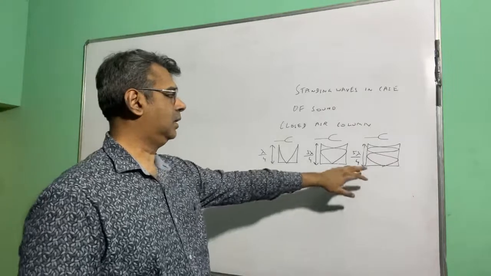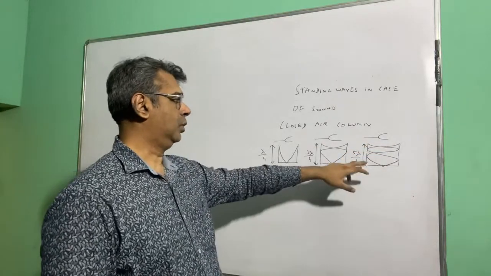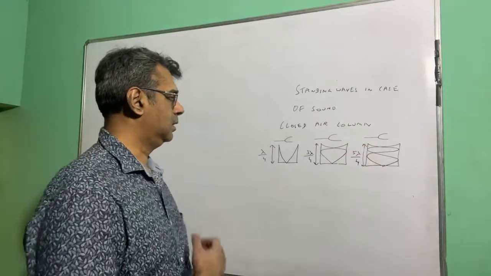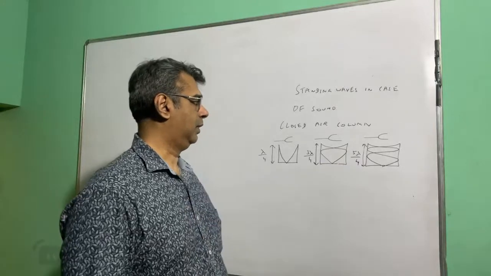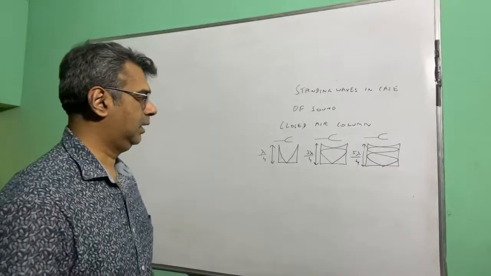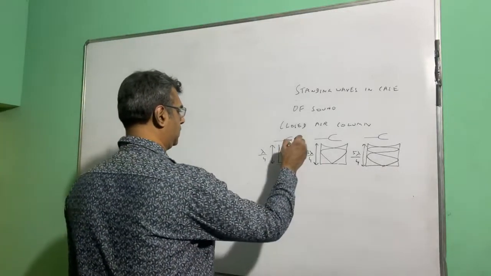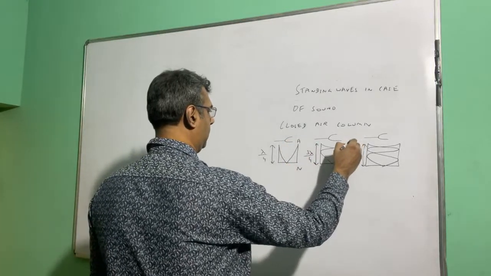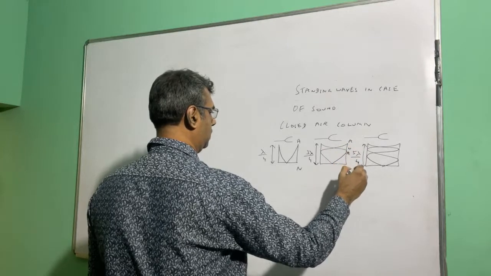And then in the third diagram, this is an antinode, this is a node. So between these two, in the third diagram, the distance is 5 lambda by 4. So 5 lambda by 4 is the distance between the antinode and the node. So that means in the first diagram there is an antinode, there is a node. In the second diagram, antinode, antinode, and node, node.